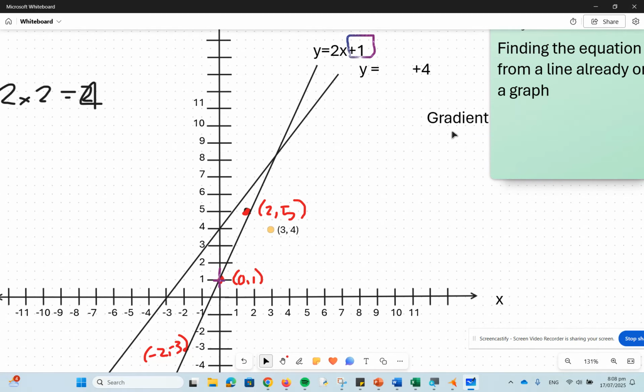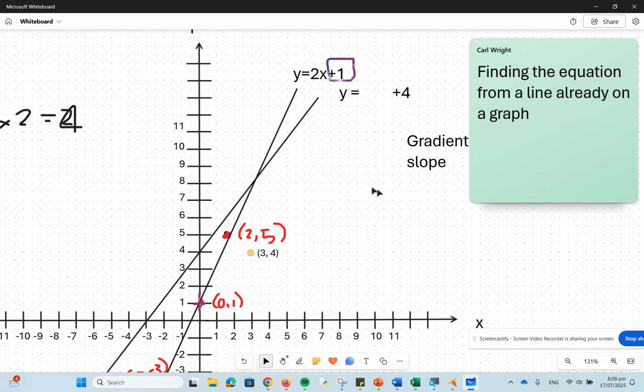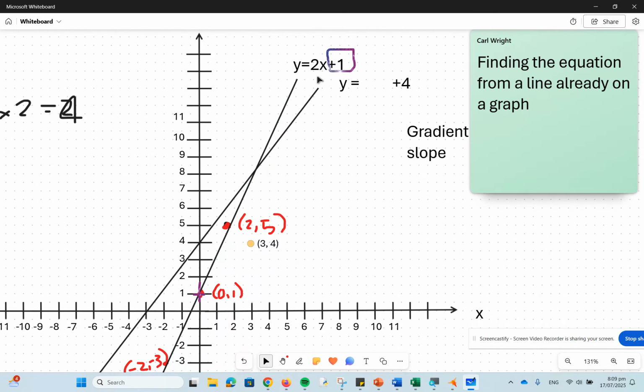Now the gradient means this. It's also called the slope, and that means the slope of the line. So when we're looking at how steep a line is, the higher the gradient, the steeper the line. So this 2x, if it's really a big number, it's a very steep line. If it's a negative number there, it'll go downwards.